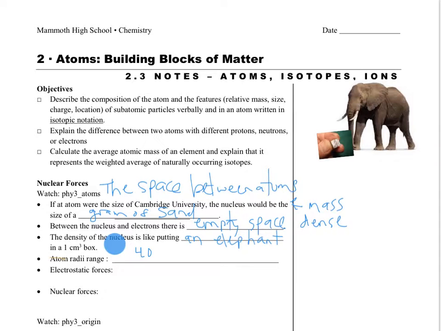The size of atoms, not the nucleus, but the atoms, the actual size ranges somewhere between 40 to 270 picometers. And remember when we converted metrics, a micrometer was 1,000 times smaller than a millimeter. A nanometer was 1,000,000 times smaller than a millimeter. And a picometer is a 1,000,000th of a millimeter. So we're talking really, really small.